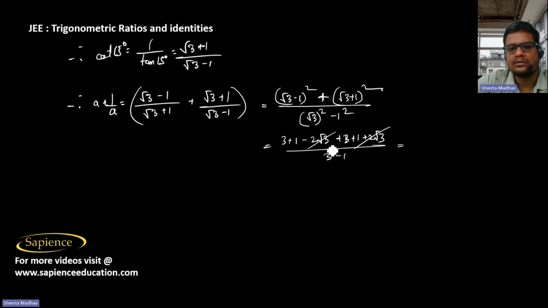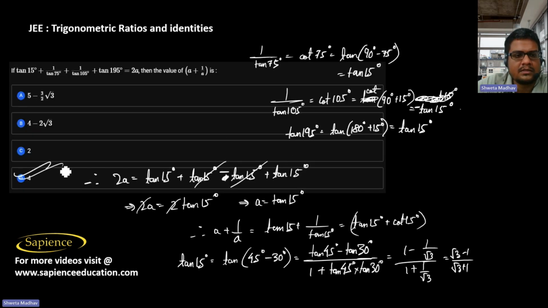So 2 root 3 will cancel. So 4 plus 4, that is 8. 8 by 2, that is 4. So 4 is the answer. So option D is the correct answer.